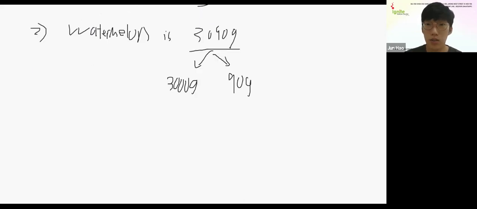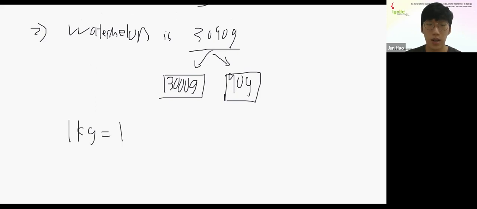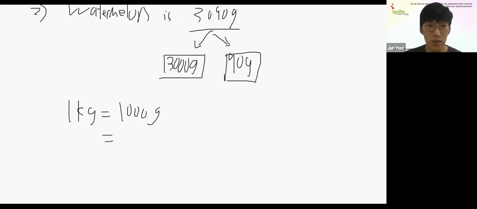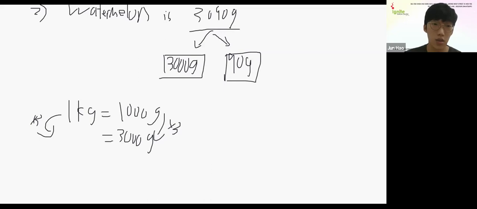Remember, 90 grams, I cannot change it to kilograms, right? I need at least 1,000, so we'll leave it. But 3,000 grams, can I change it to kilograms? I can, right? Remember 1 kilogram is equal to 1,000 grams. Now I have 3,000 grams here. How many kilograms would that be? Here I times 3, which means my left-hand side must also times 3. Right side times 3, left-hand side must times 3. So 1 times 3 will be 3 kilograms.